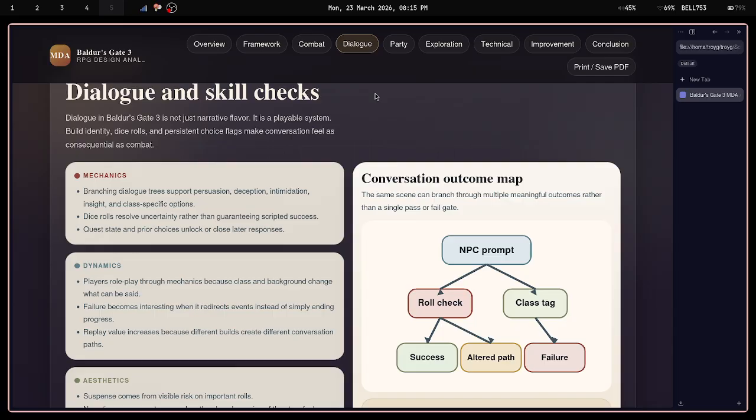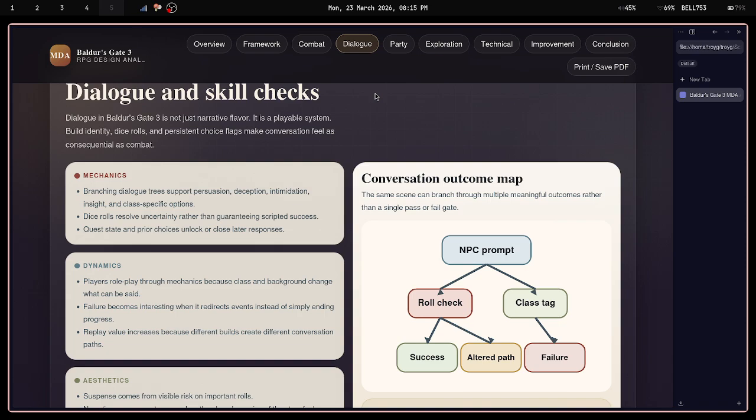Players begin to role-play through their build because identity affects what options they have. A bard, cleric, rogue, or barbarian can approach the same scene in a completely different way. Also, because failed rolls often redirect the story instead of ending it, players are encouraged to accept uncertainty instead of forcing a perfect outcome every time.